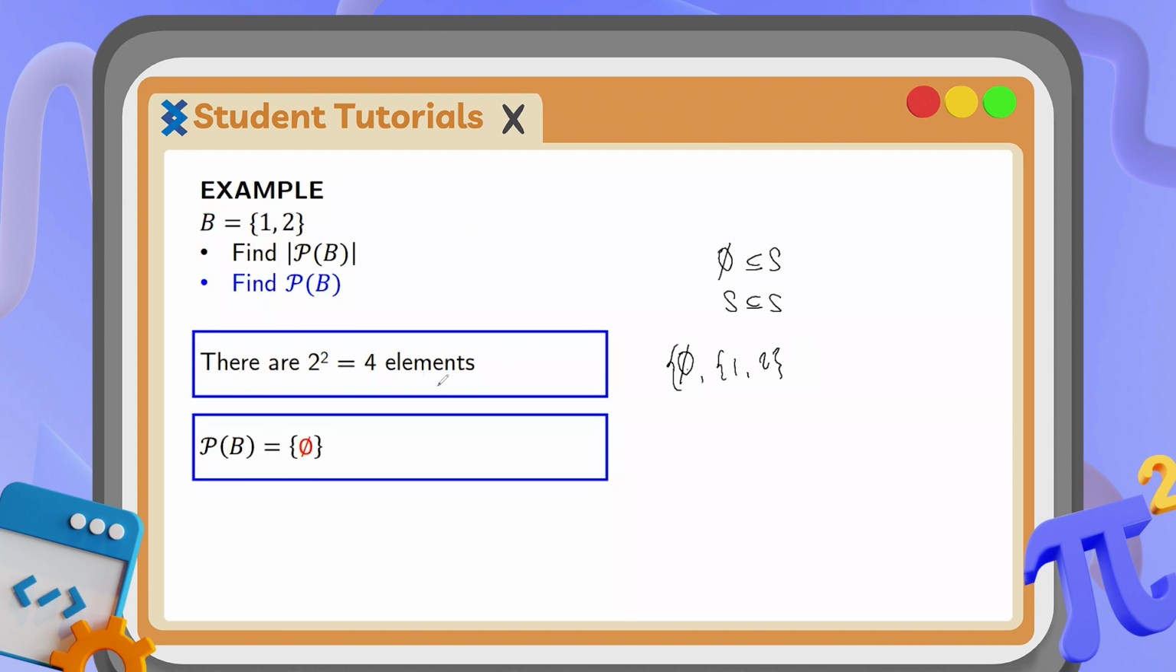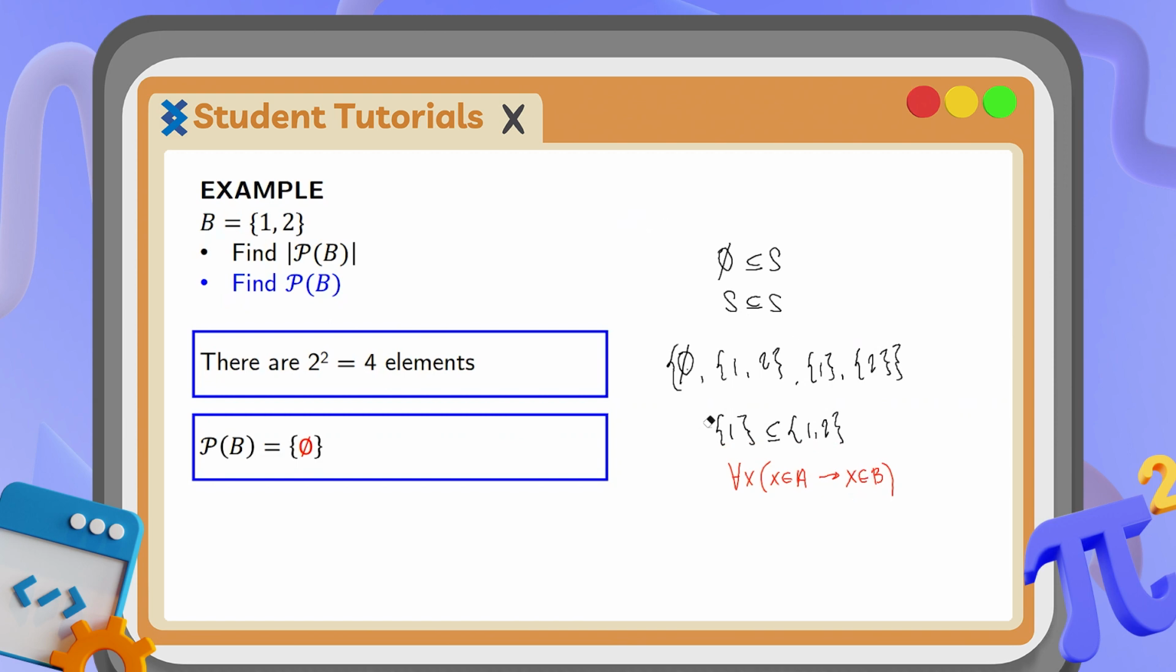We need to also consider that since we need 4 elements, we need to think of other subsets of B, which will be part of the power set. And that would be individually {1}, and the other singleton set {2}. {1} is a subset of {1, 2}, because based on our definition, if X is in A, that implies that X is in B. And because 1 is in this set A, for example, then it's also present in set B, which has the 1 over here.